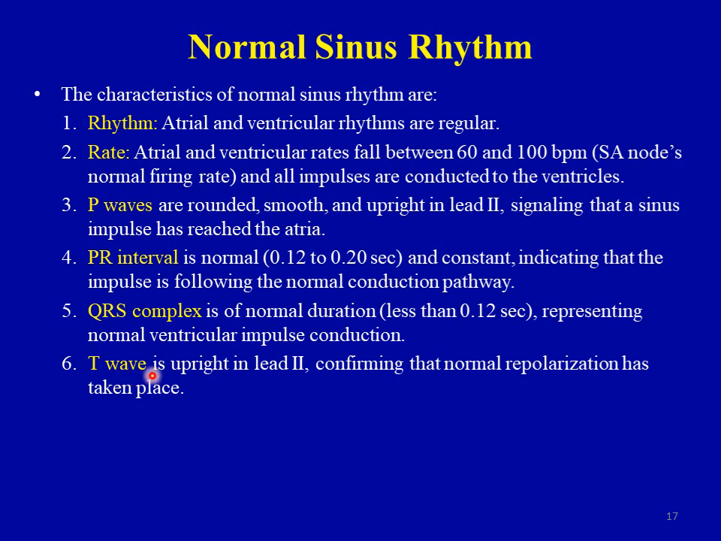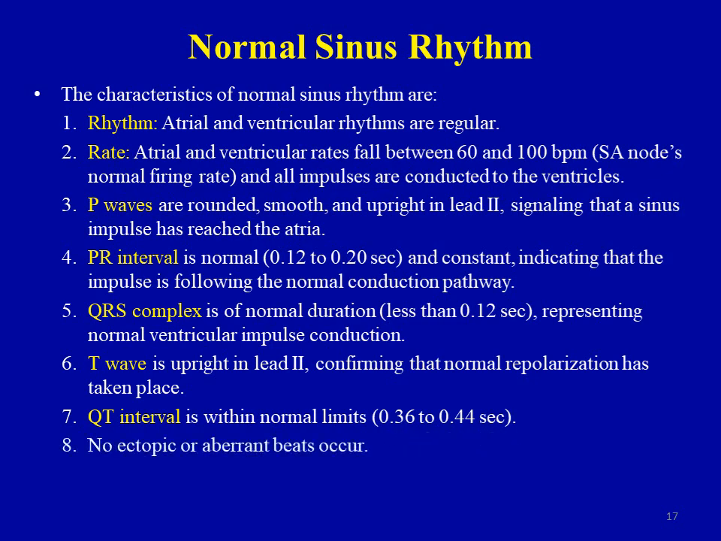The T wave is upright in lead 2, confirming that there is normal repolarization taking place in the ventricles. And then we have a QT interval that is within the normal limit, between 0.36 to 0.44 seconds. And finally, no ectopic or aberrant beats appear on the ECG strip.